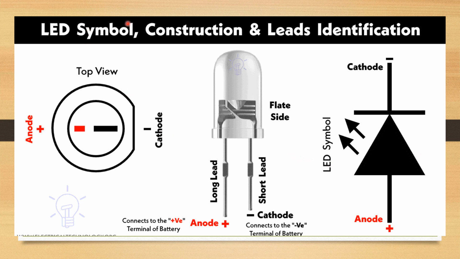Now this is the LED symbol, top view, and you can see the symbol, cathode, anode, and it is basically a PN junction diode. So you have a symbol like this, and you could see that the arrow coming out indicates the light energy emitted from the PN junction diode.